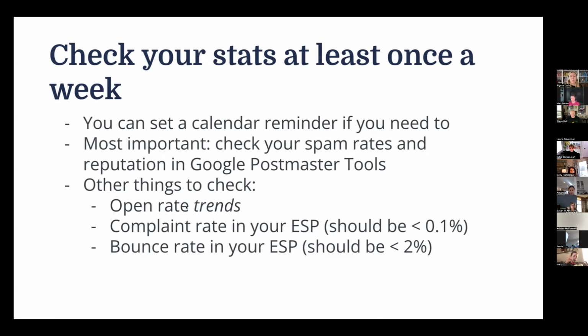Your complaint rate in your ESP, like I mentioned, won't include any Gmail users, but it's still really important to keep an eye on. And then your bounce rate in your ESP is also helpful. That should be below 2%, which is usually a healthy bounce rate. Anything more than that might be a sign that something's going on. Either people are getting into your list that are invalid addresses, or your emails are being blocked for some reason.